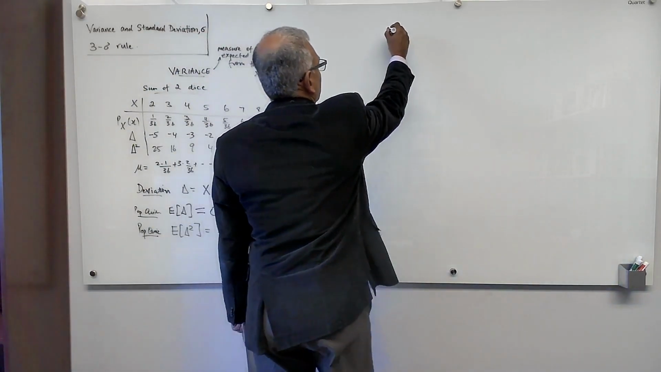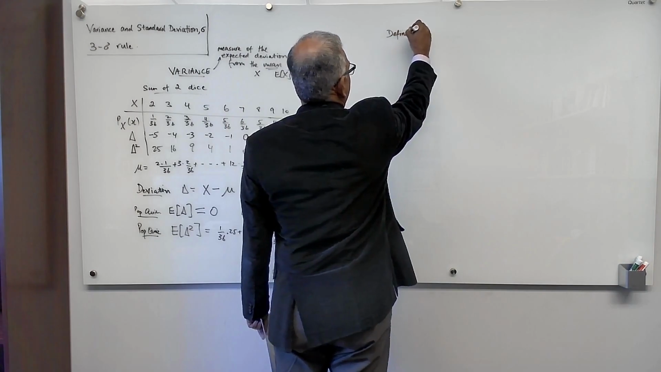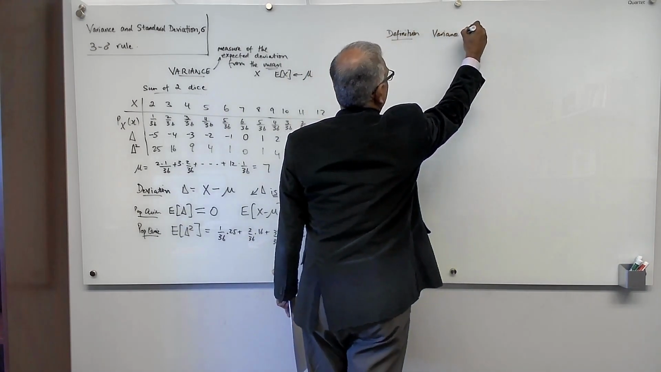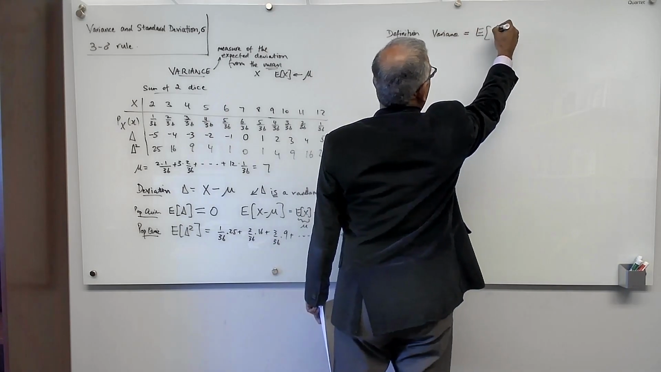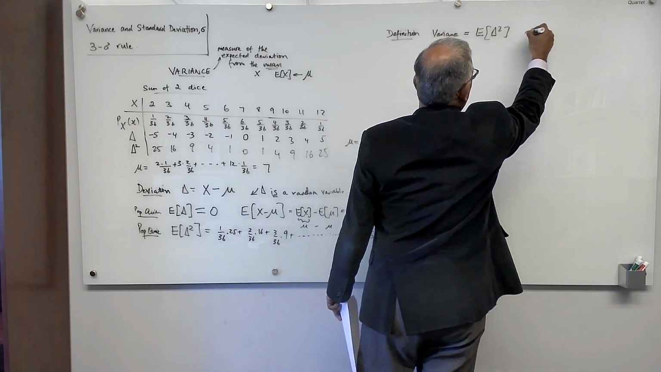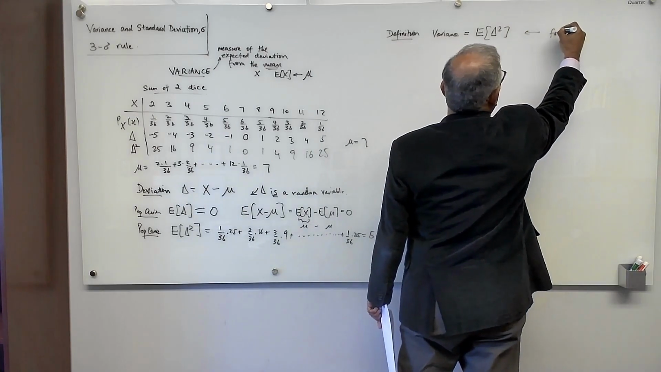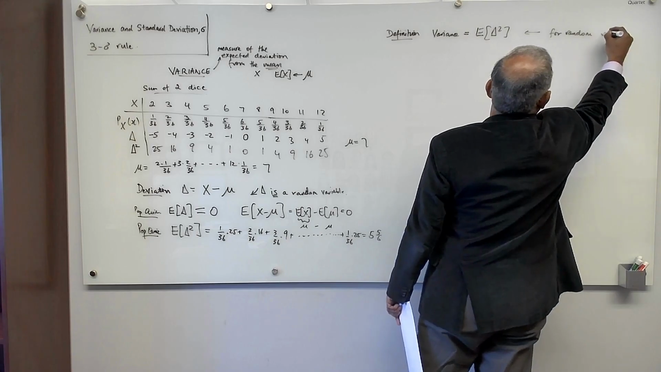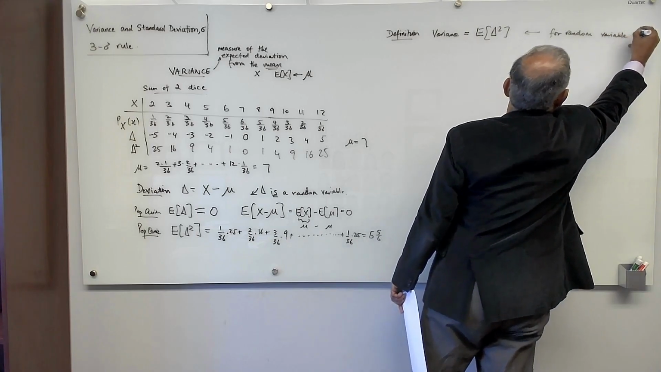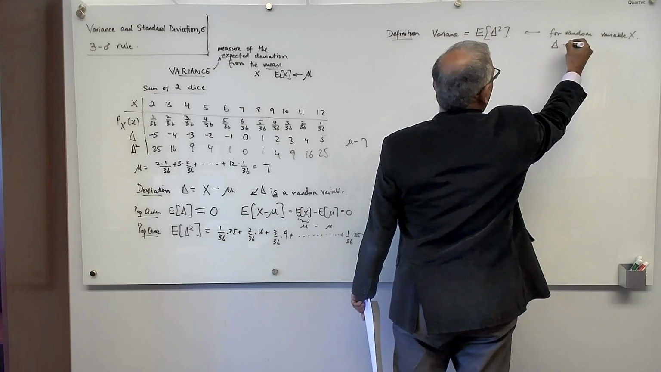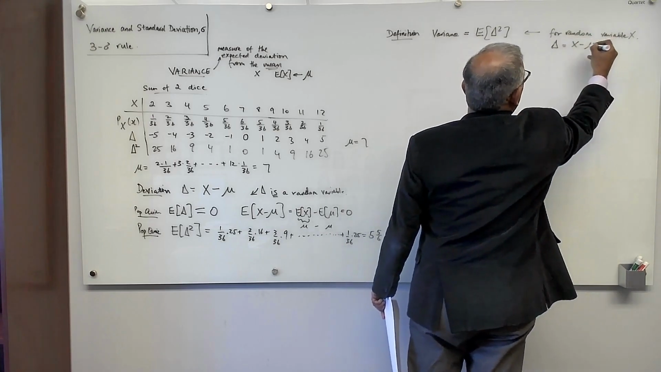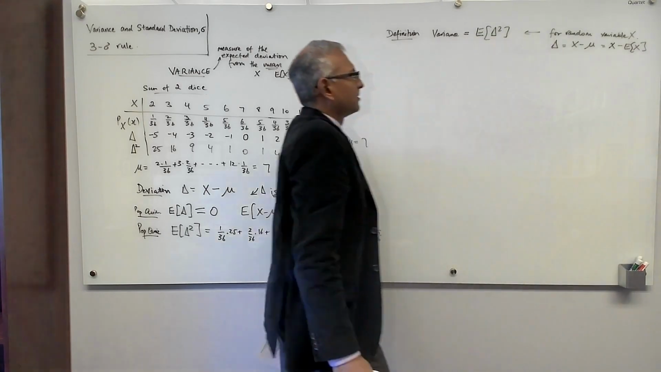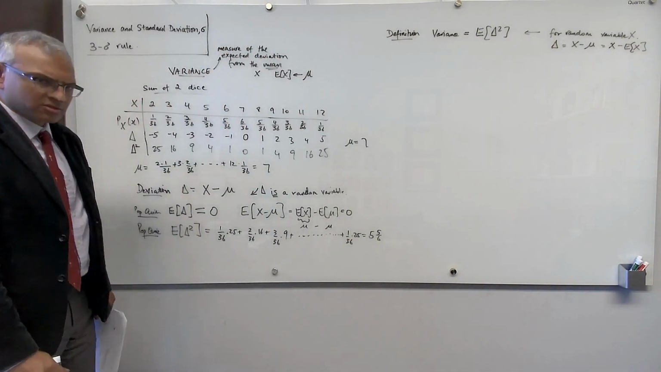So, definition. The variance is equal to the expected value of the deviations squared. So for random variable X, and the deviation delta is equal to X minus its mean, which is equal to X minus its expected value. So that's the definition of the variance.